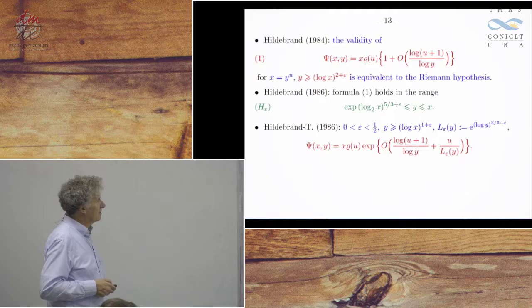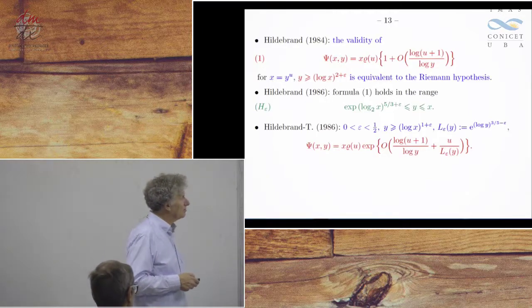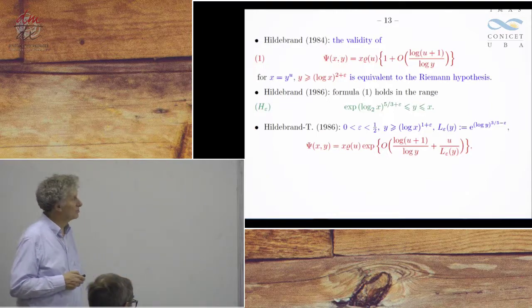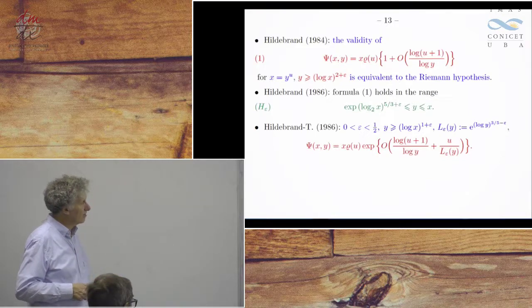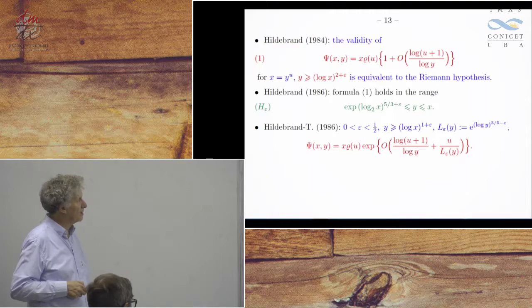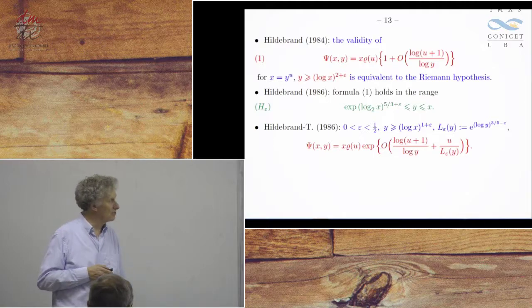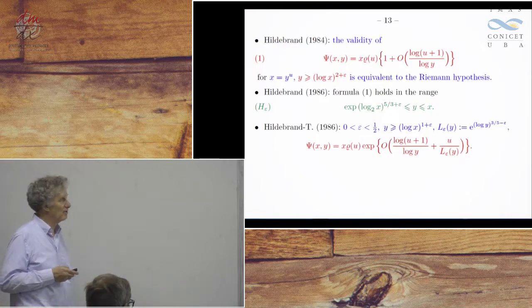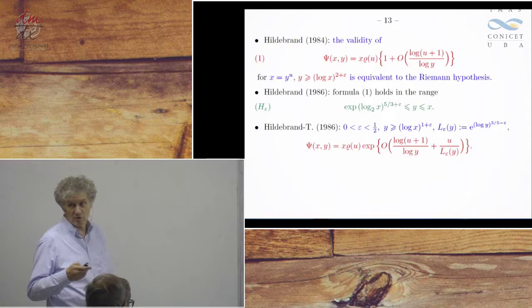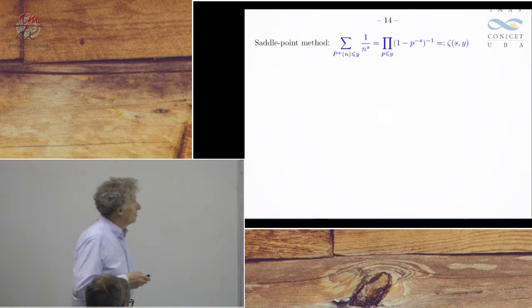And in a joint paper with Hildebrand, we got the best known approximation up to date of psi x,y. So we still recover x times rho of u as a main term, and here we have an error, which is not always an error, because if y becomes very small, then u over this L epsilon of y may become large. So it doesn't prove the Riemann hypothesis, but still, it can be useful. It is still an approximation, and in particular an upper bound.